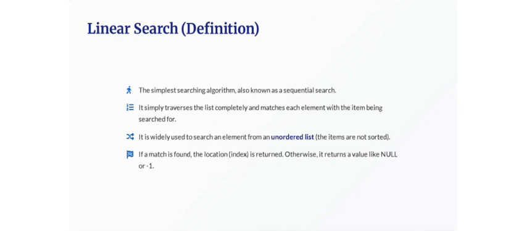So let's start with linear search, the example of sequential search. Linear search is the simplest searching algorithm, also known as sequential search. It simply traverses the list completely, matching each element with the item being searched. As I told earlier, it searches from the left, each and every element, until finding that particular element. It is used to search an element in an unordered list. If a match is found, the location is returned; otherwise it shows an error message.